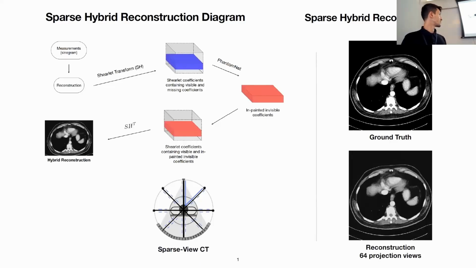So to summarize, this technique has been fundamentally based on the Learning the Invisible paper, which used it for a limited angle scenario, and we see it used here for sparsity.